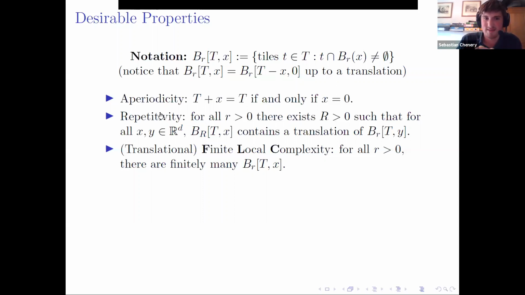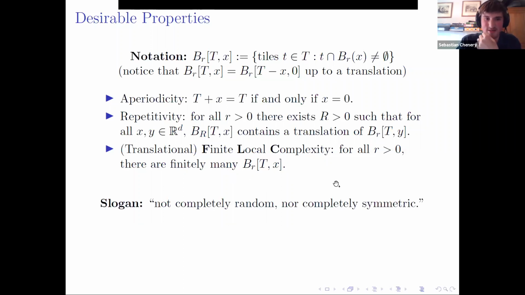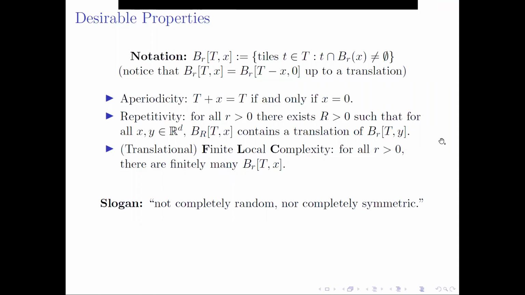And repetitivity seems like it's at odds with this aperiodicity just by the name of it, but they can coexist. What I'm saying here is that for every small patch of tiles, I'm guaranteed to find it in some bigger patch of tiles. That's all that is. And finite local complexity, which I'll often abbreviate to FLC, is just that I want finitely many equivalence classes of patches after translation. And the slogan here: not completely random, nor completely symmetric. I want something interesting, and that way we can have fun understanding it.